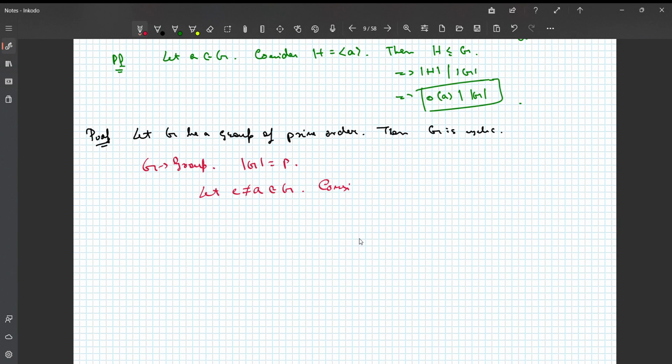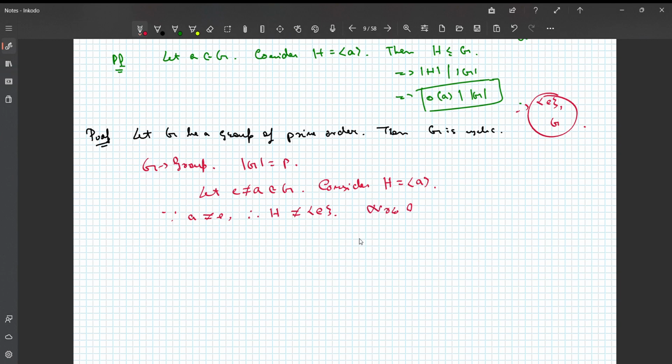Consider H to be the cyclic group generated by A. Now, this is pretty obvious: since A is not the identity, H is not the singleton set containing the identity, and that is also a subgroup of G, right? G has two trivial subgroups, that is the identity subgroup and the whole group itself. Okay. So H is obviously not the identity subgroup.